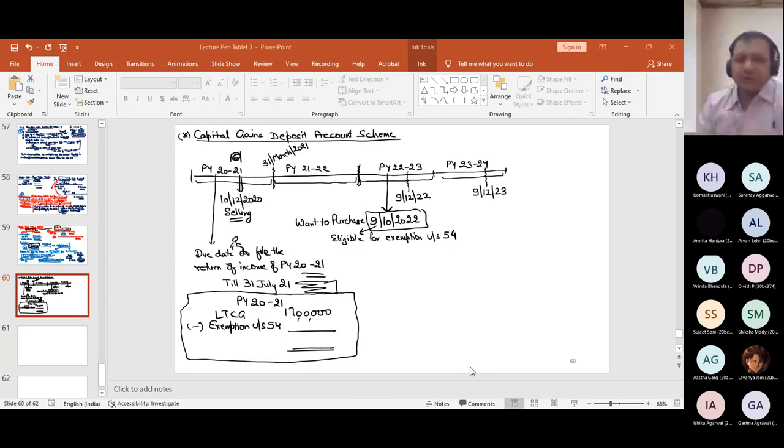Is the issue clear? Please raise your hand if the issue is clear, not the solution, the issue. Are you understanding what problem we are facing as an assessee? That last date you are giving me is 31st July 21. If till 31st July 21 I don't purchase or construct the house, I will end up paying tax on 17 lakh rupees. After this, if I purchase or construct, what is the use then? Please raise your hand if the issue is clear.